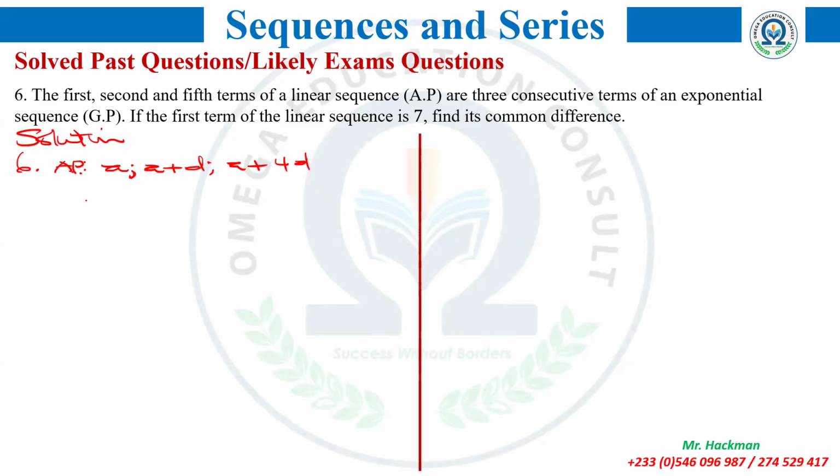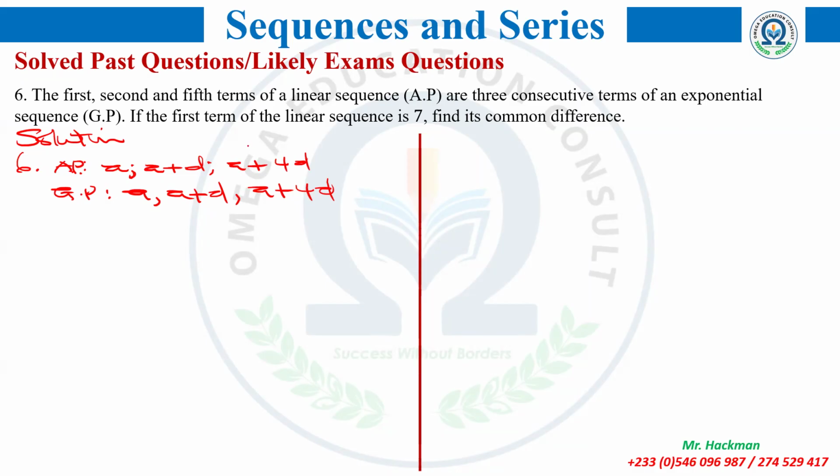So now you know that for your GP, what are you going to do? We are told that these 3 terms here will be the consecutive terms of your GP. So it means for my GP, I'm going to get my first term to be A, my next term will be A plus D, and my next term will be A plus 4D. Do you agree? Yes, please. Please, my professors, are you with me? Yes, sir.